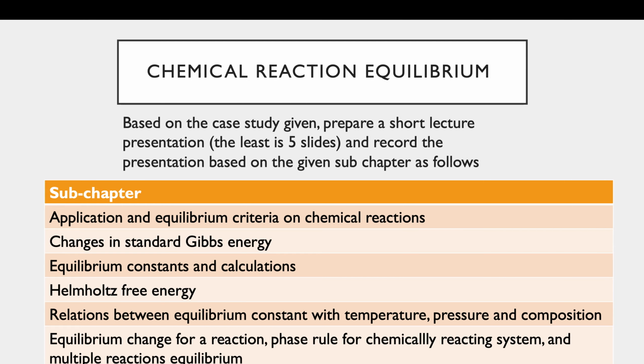For this title, we have sub-chapters like application and equilibrium criteria on chemical reactions, changes in standard Gibbs energy, equilibrium constant and calculation, and Helmholtz free energy. Basically, we have covered some of it, so I hope that you can cover a different perspective or more interactive ones. And next, we have relation between equilibrium constant with temperature, pressure, and composition. And last, we have equilibrium change for a reaction, phase rule for chemically reacting systems, and multiple reaction equilibrium.